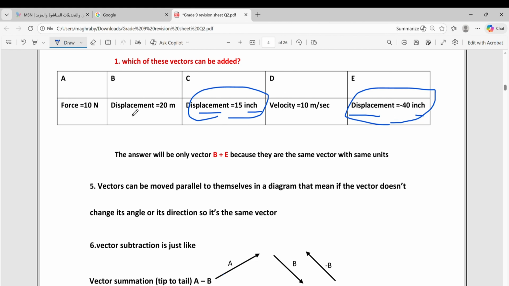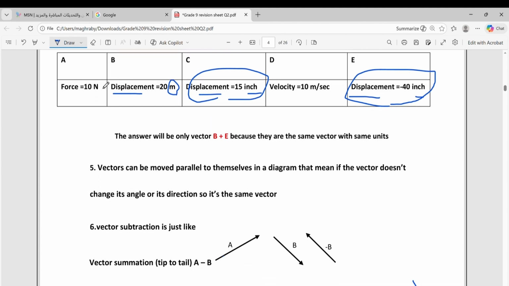So why can't we put this displacement with them? Because yes, it's a displacement, but it's in a different unit. This one is in meters. Okay, let's get to the next one.